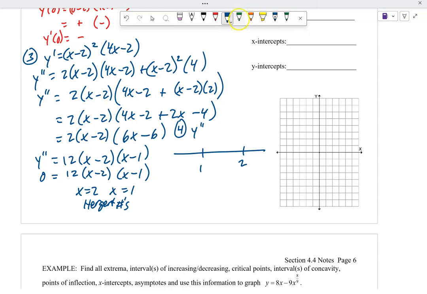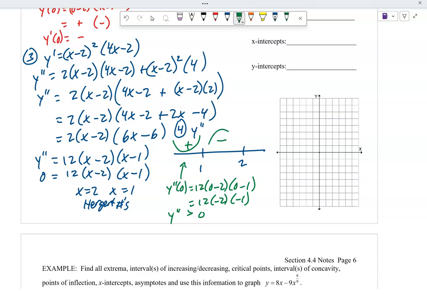Let's throw in y double prime of 0. So I throw it into the second derivative. 12 times 0 minus 2 times 0 minus 1. I got 12 times negative 2 times negative 1. So y double prime is positive, so the original function will be concave up. Let's throw in like 1.5 into the double prime. That'll give us concave down. And let's throw in 3. That'll give us concave up.